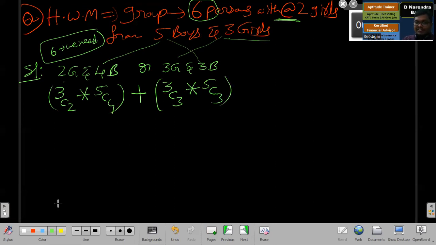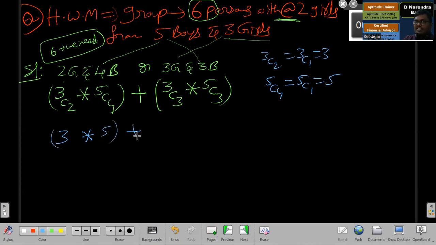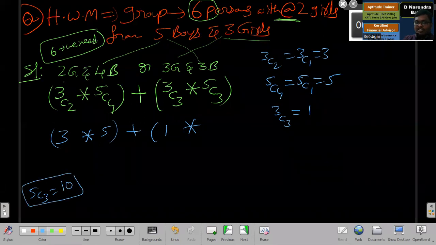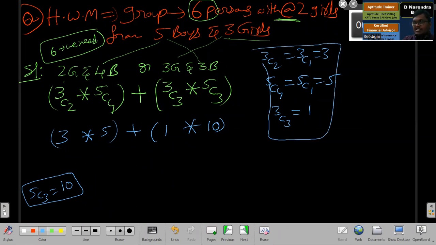Now, how to calculate? 3C2 is equal to 3C1, which is 3. Don't calculate, don't waste your time. That's why I gave the shortcuts. 5C4 is equal to 5C1, which is 5. 3C3, we already know, NCN is 1. 5C3, we already did last time, we got 10. Any doubt, check the previous question, guys. So this is the advantage if you know these logics.